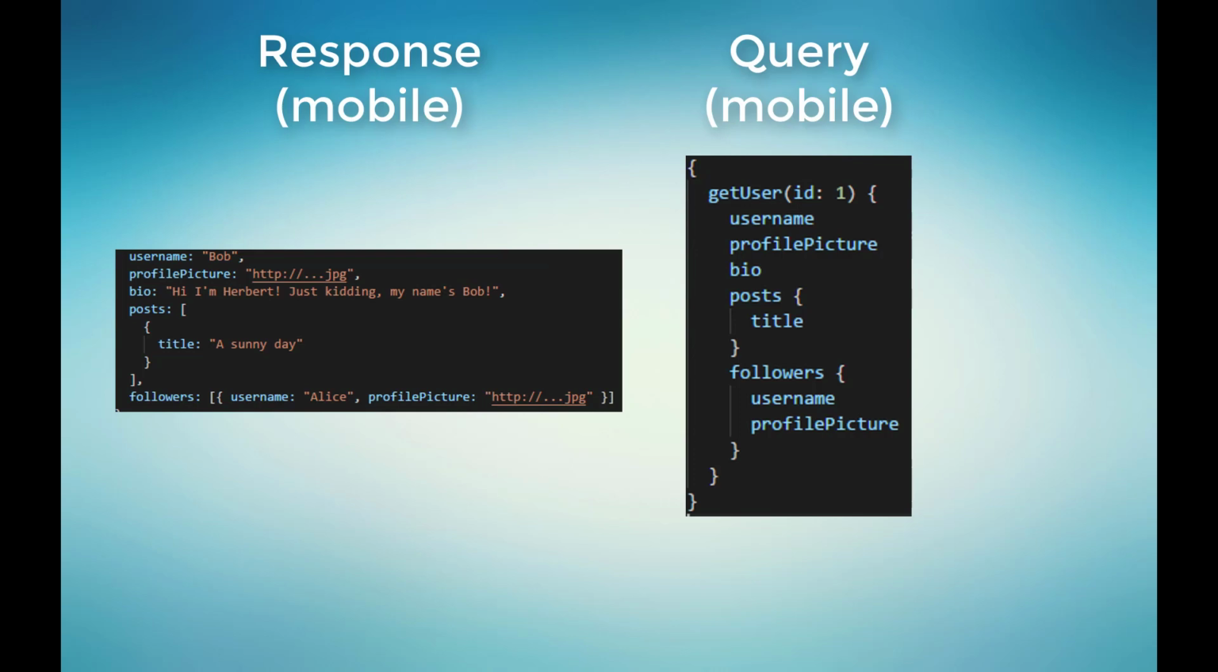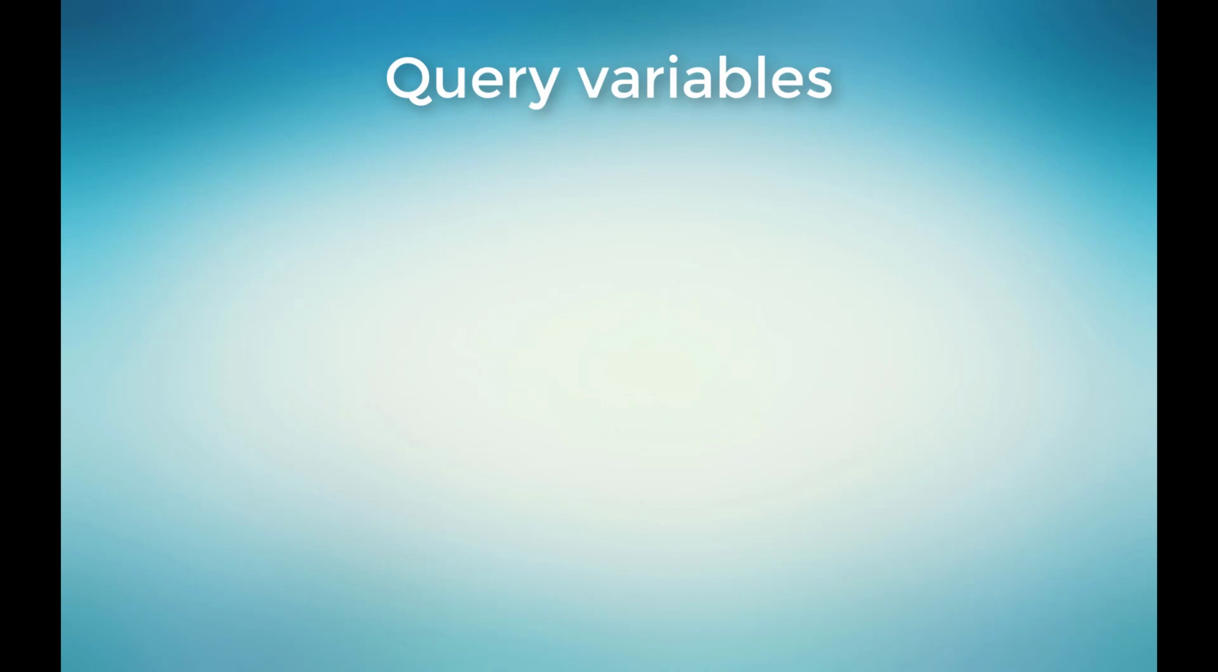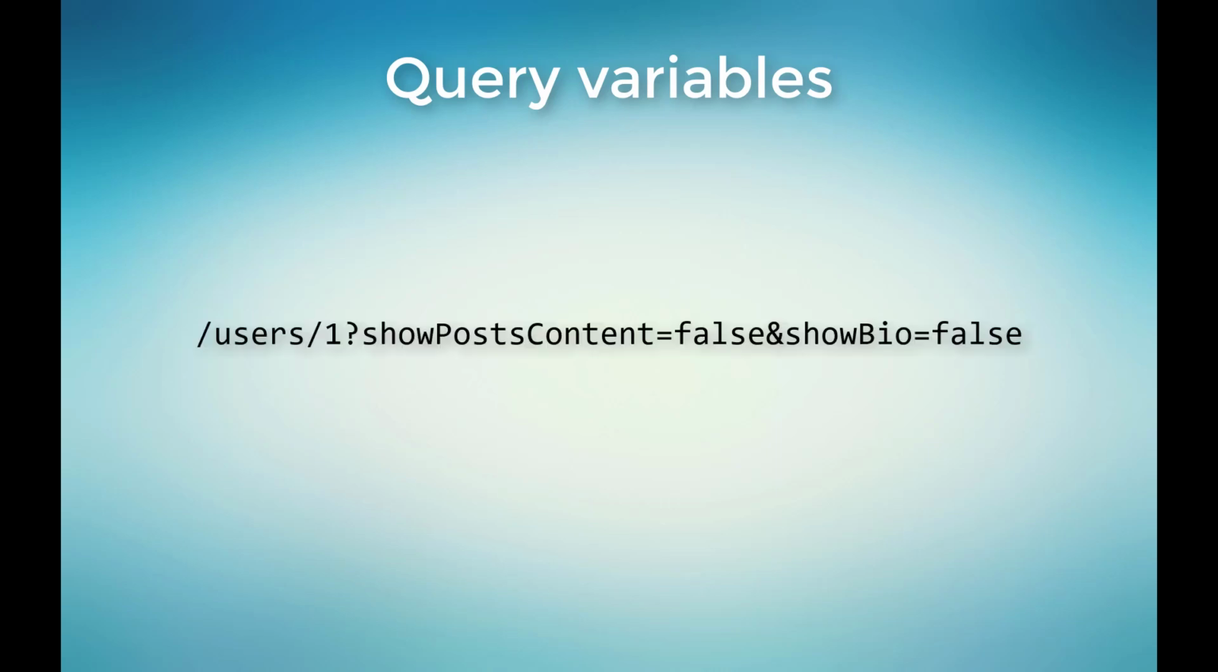Now, if you know REST well, you might also know that REST has something called query variables, which means you can make a bit more custom requests to your endpoints. For example, you could have a query variable saying show post content to false or show bio to false. And that works well. Maybe you could use that to change up things for your mobile client or change up things for a web client.